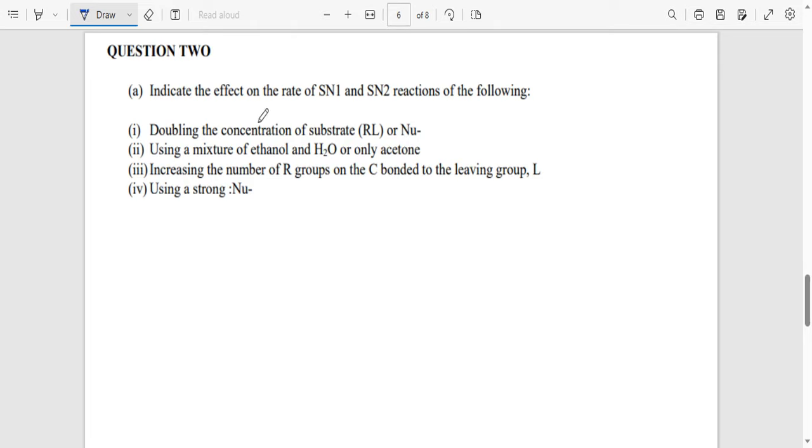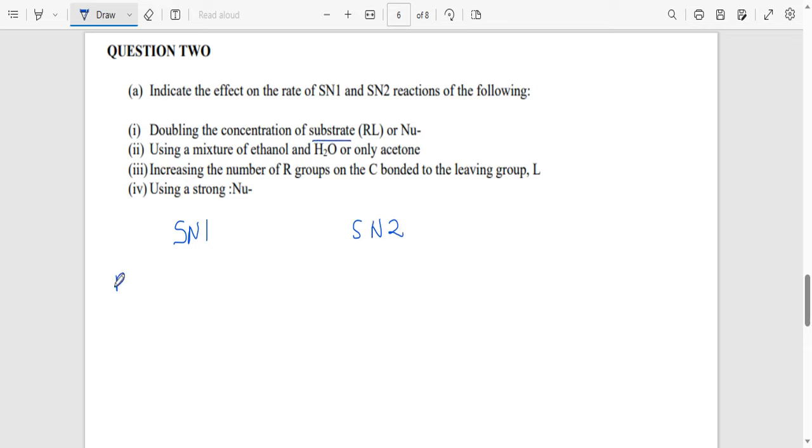Indicate the effect on the SN1 and SN2 reactions of the following. The first one, doubling the concentration. Let me write SN1 here. Let me have SN2 here. What happens when we double the concentration of the substrate?